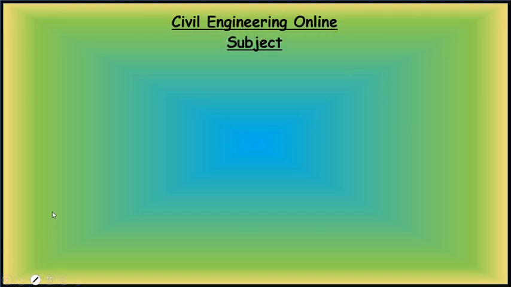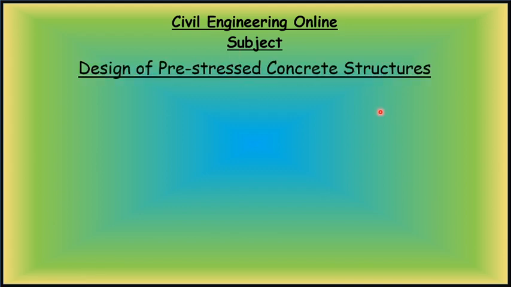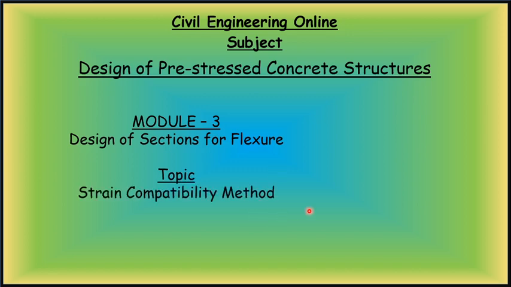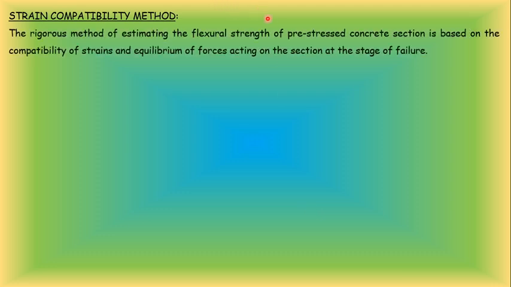Today's subject for the video is Design of Prestressed Concrete Structures, Module 3, Design of Sections for Flexure. Topic: Strain Compatibility Method. The strain compatibility method, the rigorous method of estimating the flexural strength of a prestressed concrete section, is based on the compatibility of strains and equilibrium of forces acting on the section at the stage of failure.